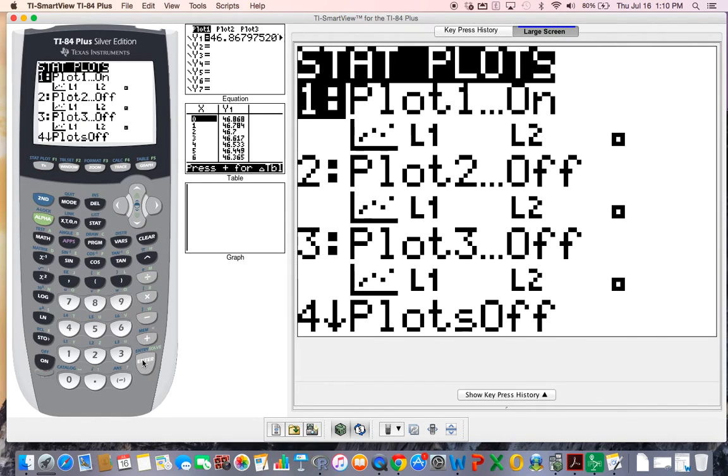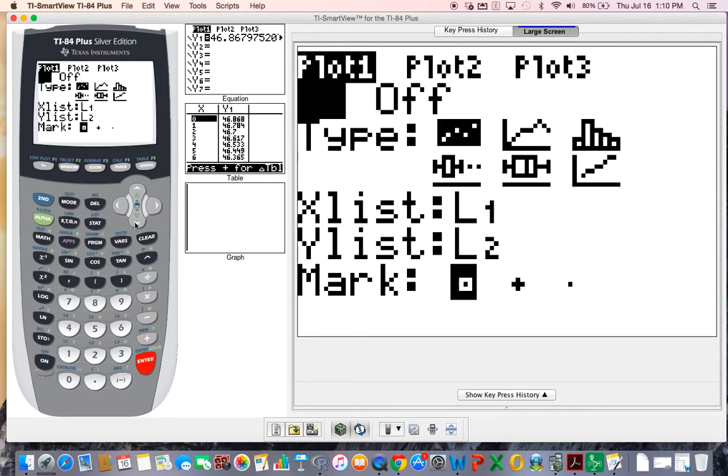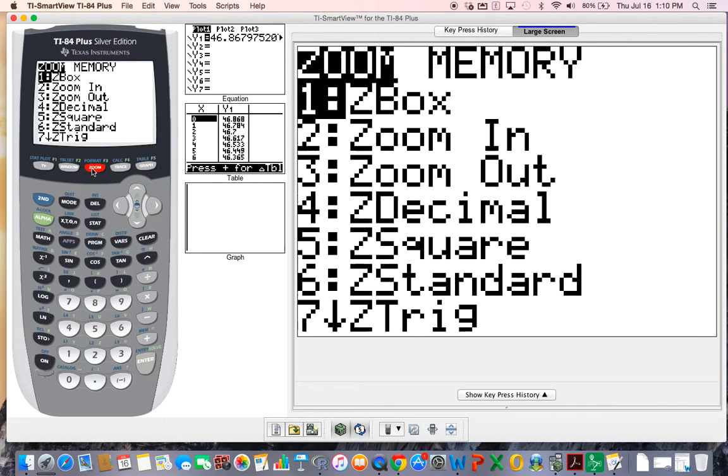Now, I don't ask you to do this in the handout, but I want to go ahead and get a picture. It's really easy to do. Turn it on. Select the first picture you see there. That's the icon for a scatter plot. Make sure you have L1 and L2. Remember, if you hit zoom 9 here, you're going to get some problems. So let's scroll back up to the top and then hit zoom 9.